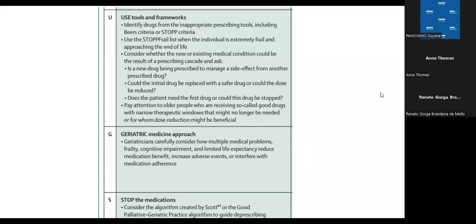And finishing our DRUGS mnemonic, S asks to stop the medications. Consider the algorithm created by Scott or the good palliative geriatric practice algorithm to guide the deprescribing. There's a very good website guiding the deprescribing as well. That is deprescribing.org.